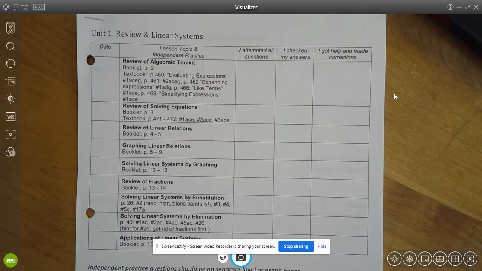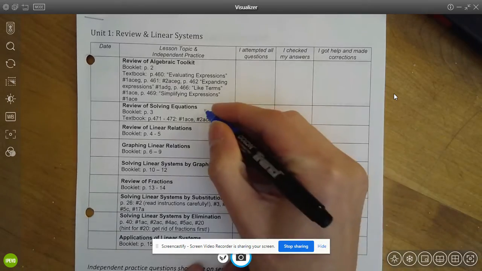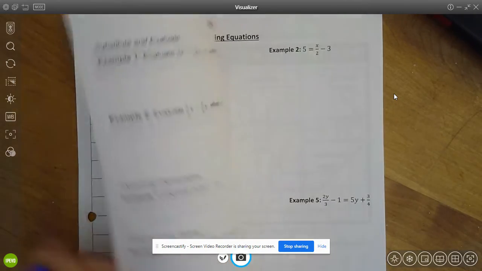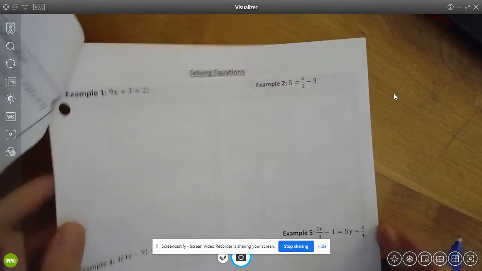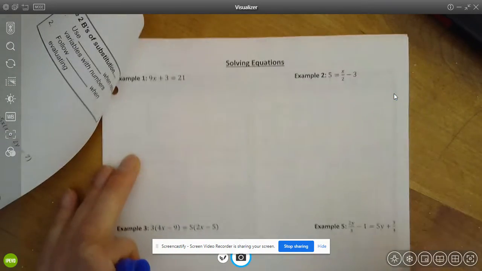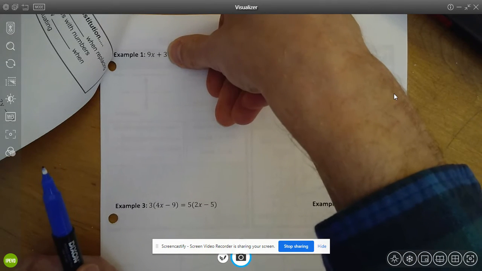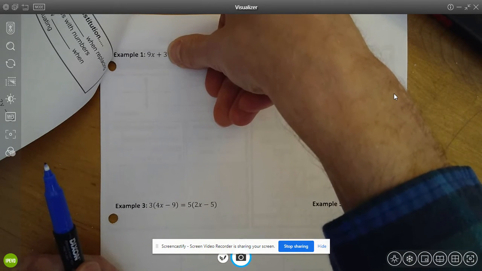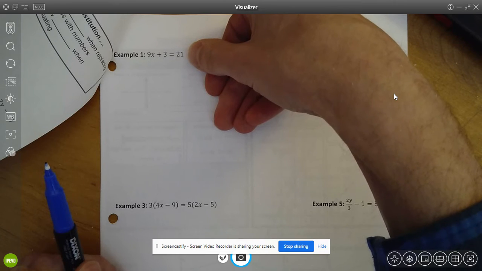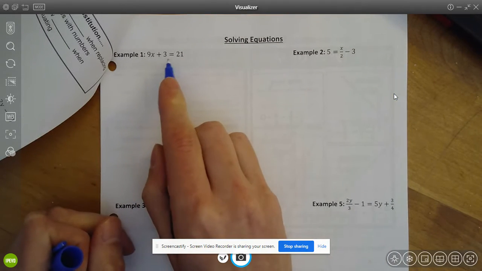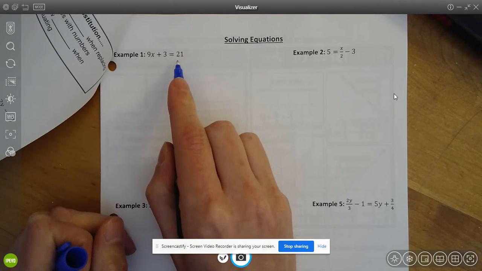Okay, in this video, we're going to review solving equations, which is the third page in your Unit 1 notes booklet. In the last lesson, we talked about algebraic expressions. An algebraic expression is something without an equal sign, so 9x plus 3 is an expression. An equation always has an equal sign, and it always has a left side and a right side.